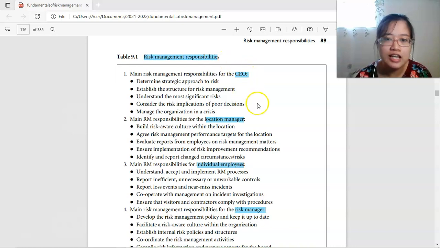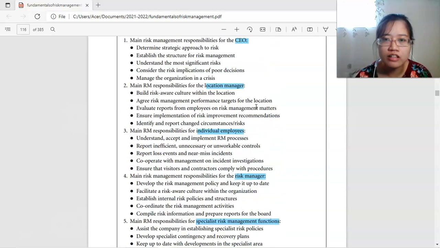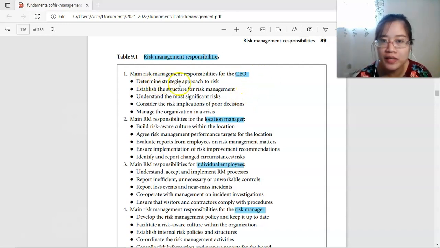Risk management responsibilities. Ayan. Binigyan tayo dito ng breakdown. Okay. For the CEO, ayan, kailangan niyang mag-determine ng strategic approach to risk. Establish the structure for risk management. Kasi yung, kumbaga, yung magde-decide if they're going to have a risk management plan or initiative. Syempre yung board of directors pa din ang magbibigay ng go-ahead or signal na, okay, let's do this. Okay? So, CEO or board of directors. Understand the most significant risk or in a way to provide direction na din dun sa mga nasa baba na mag-execute, diba? Okay, which ones are we going to prioritize for this year? Consider the risk implementations of poor decisions, manage the organization in a crisis. Okay, kapag andyan na yung actual risk.